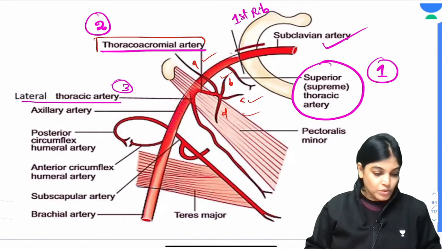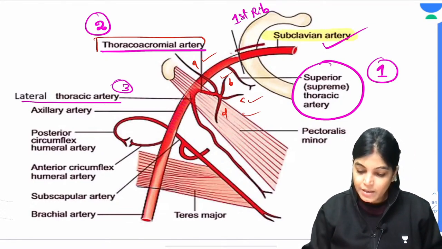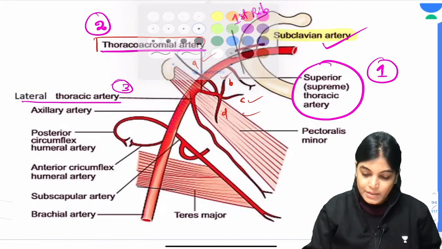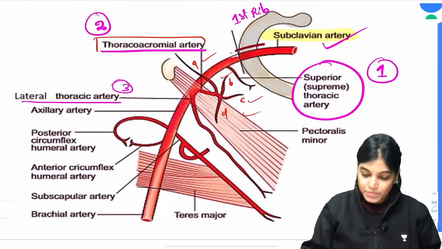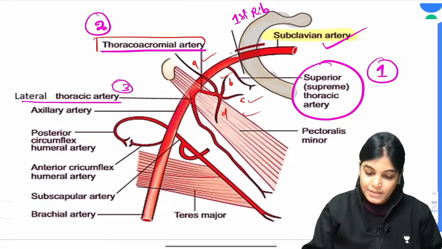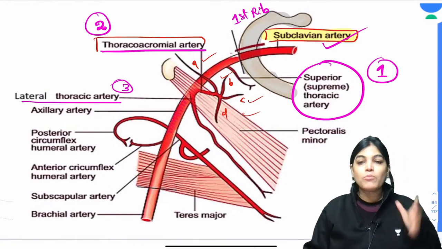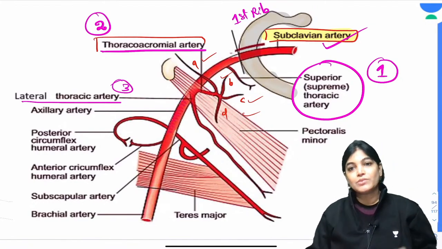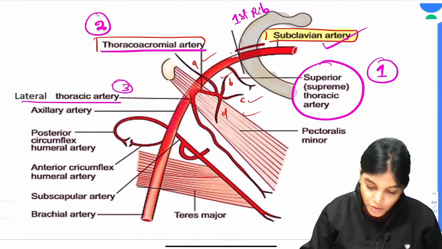Nikita Soni, just see here, this is the subclavian artery and this is the rib. Which rib is this? This is the first rib. See here, this is the first rib and this is the subclavian artery. Now at the outer border of the first rib, the subclavian artery changes its name and forms the axillary artery.